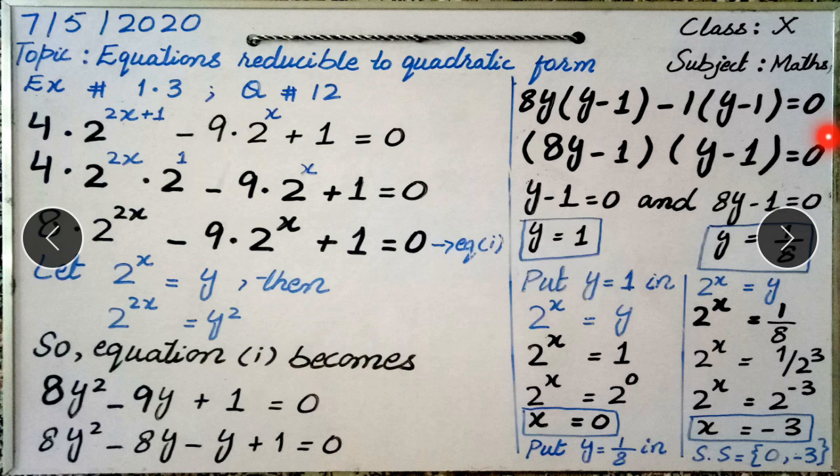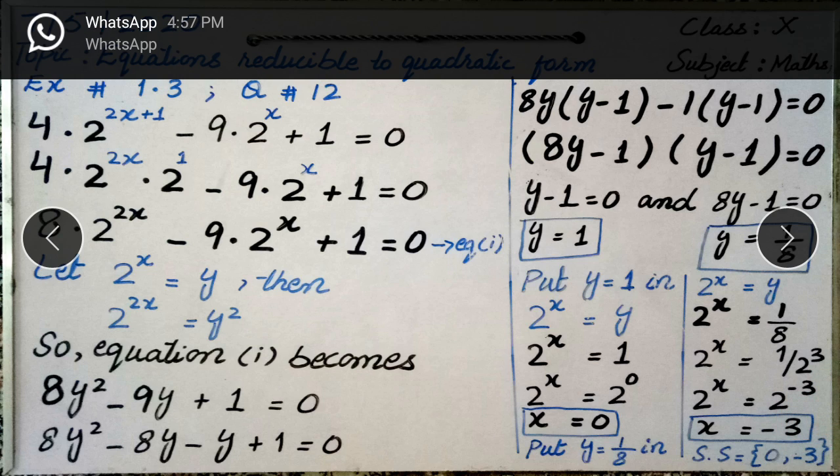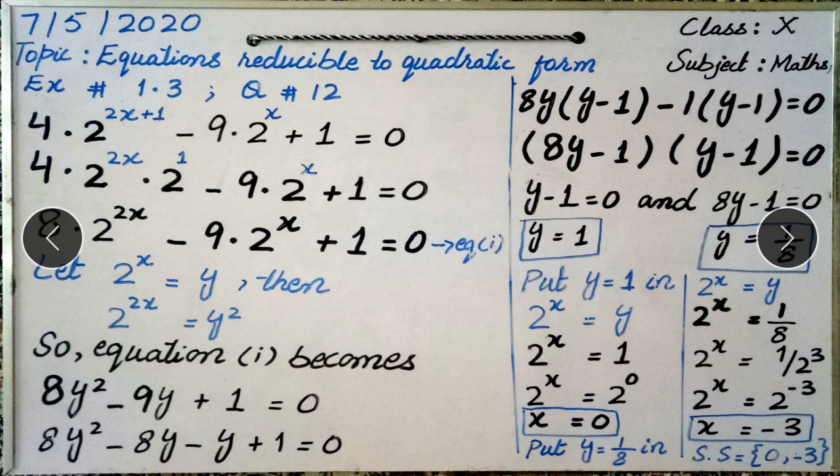Next, again we have another value of y. So we can put this in the equation. Instead of y, 1 upon 8 can be written. 8 can be factorized into 2 raised to the power 3. When we bring it up, it will give a negative power according to laws of exponent. And so the value of x will be minus 3. This is the solution set: 0 and minus 3.